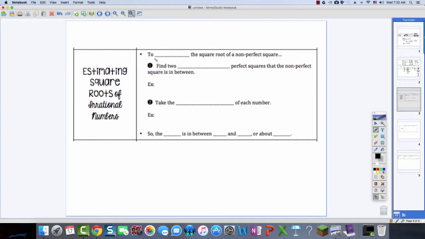But how do we estimate the square root? We touched upon it quite a bit earlier. We say to estimate the square root of a non-perfect square, first, find the two consecutive perfect squares that the non-perfect square is in between. Consecutive means 2 in a row, or 3 in a row, 2 or more, I should say. So 2, 3, 4, 5, that's consecutive. 2 and 3, 5 and 6, 78 and 79, that's called consecutive.